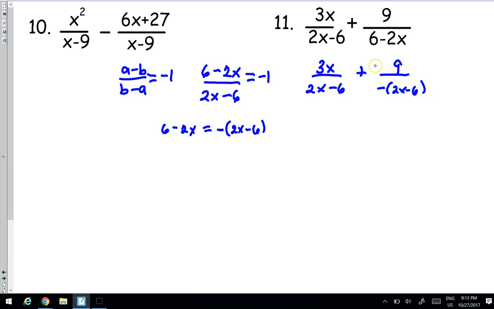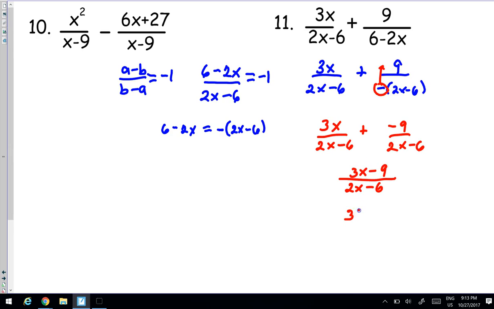Now that negative sign can go anywhere. In fact, it could be brought up to the top. So we can rewrite this as 3x over 2x minus 6 plus a negative 9 over 2x minus 6. My denominators are the same, so therefore I can combine the numerators. I can now factor. And I'm almost done. I can reduce these terms to 3/2. I hope this video helped.